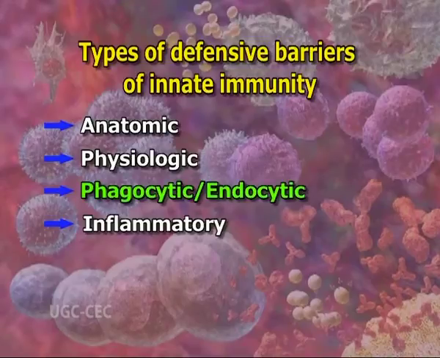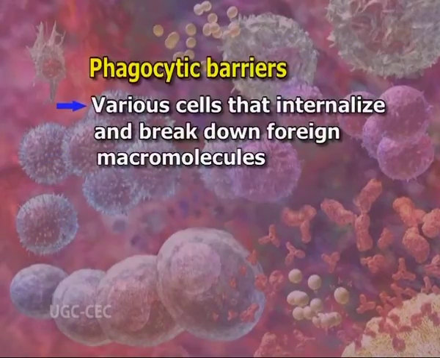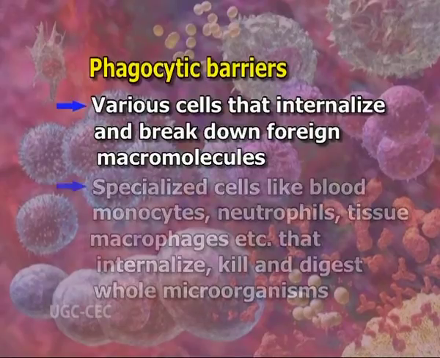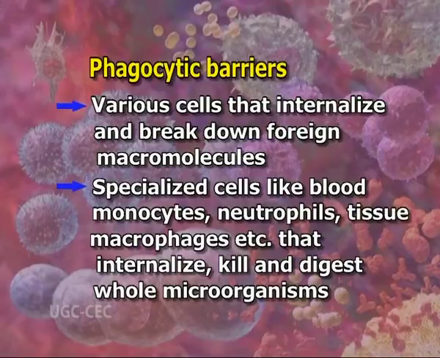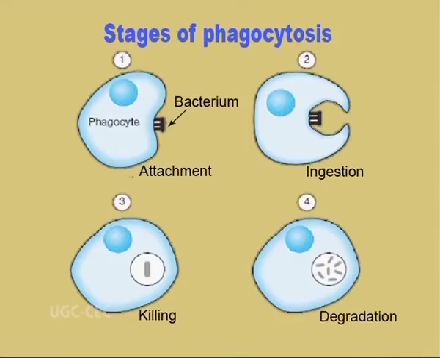Phagocytic or endocytic barriers include various cells that internalize and break down foreign molecules and specialized cells like blood monocytes, neutrophils, tissue macrophages etc. that internalize, kill and digest whole microorganisms. As can be seen in the figure, the phagocytes mediate attachment of the bacterium to its surface, thereby internalizing it and finally leading to its killing and degradation.